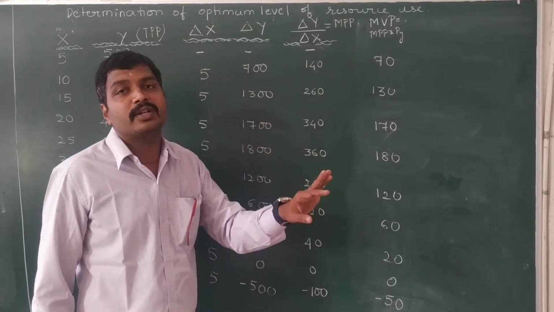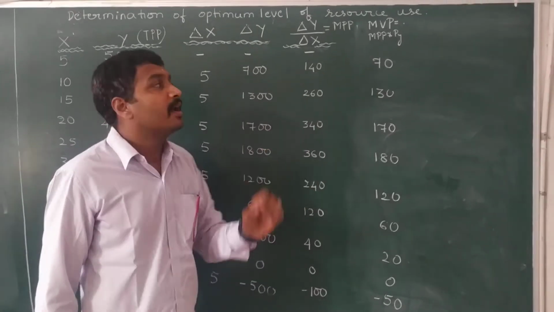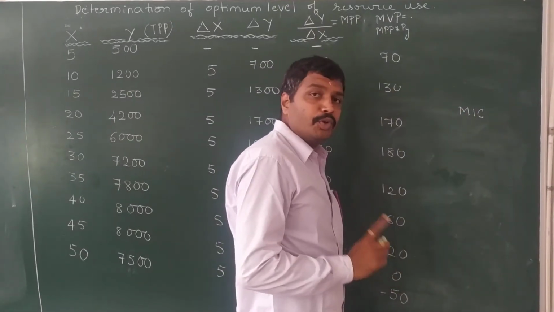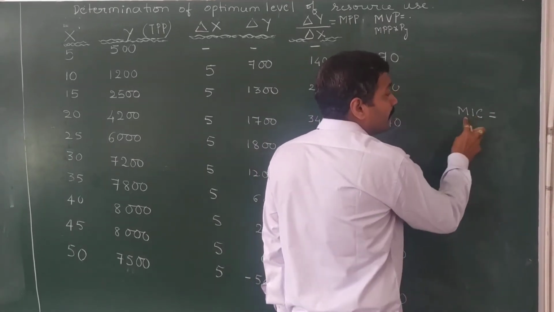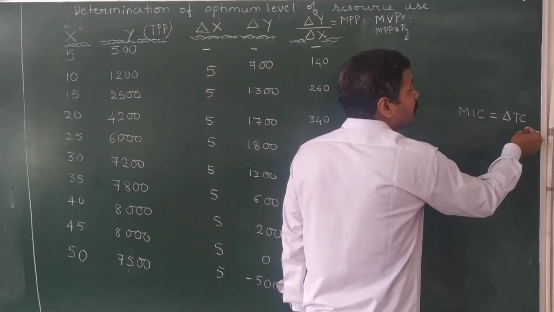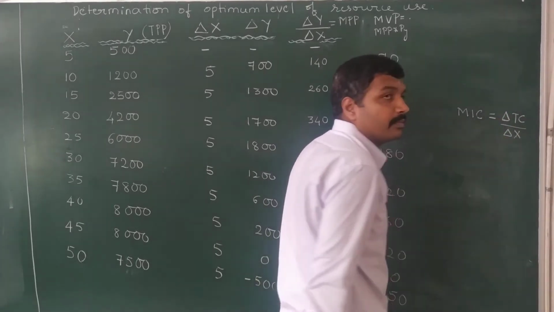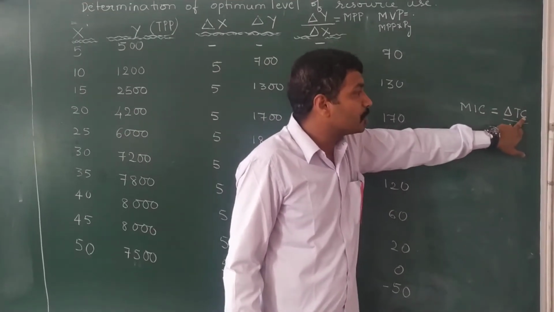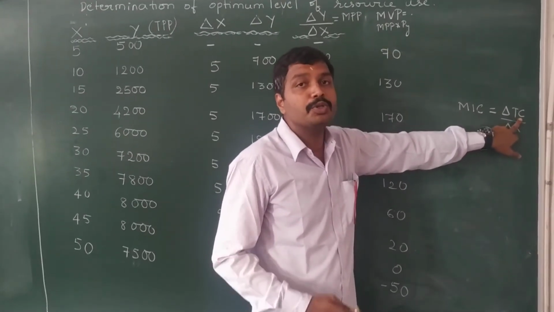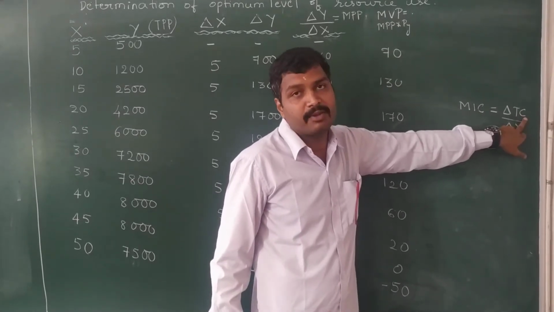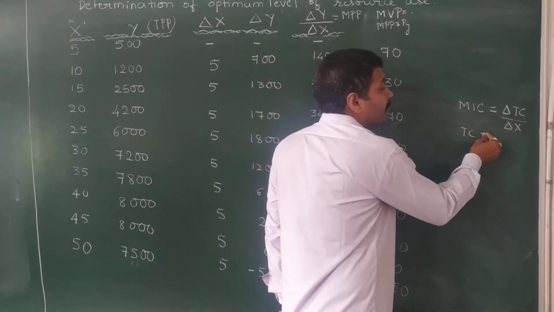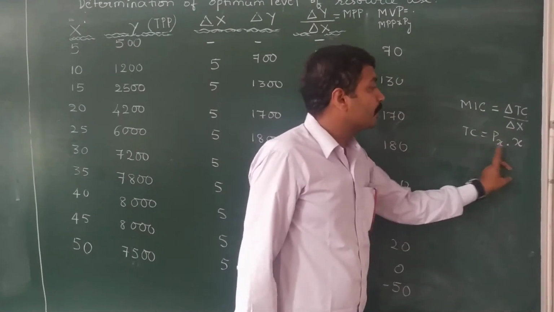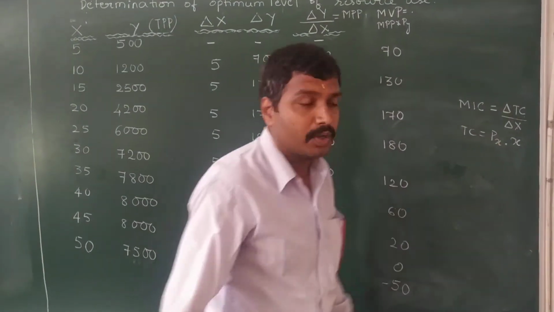Now you need to calculate the cost side of it. That is nothing but MIC. For that MIC, you know the formula for determining MIC, which is the change in total cost divided by change in input use. So now you need to determine an additional column which will give you information about the total cost incurred by the farmer. So total cost is nothing but price of input into quantity of input used. So you need to determine this additional column.